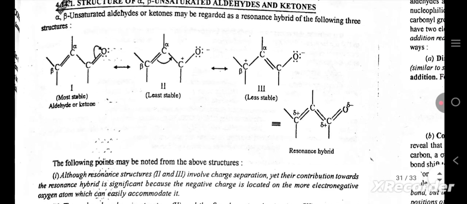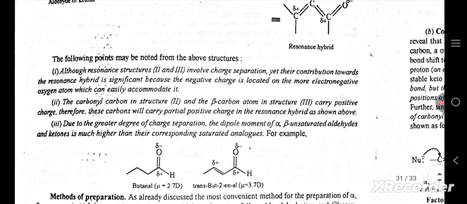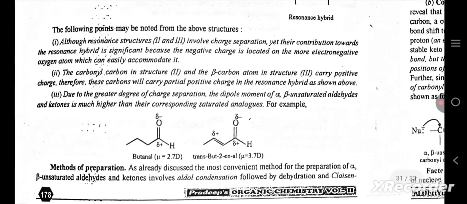The alpha-beta unsaturated aldehydes or ketones may be regarded as a resonance hybrid of the following three structures. The following points may be noted from the above structures. Although resonance structures II and III involve charge separation, yet their contribution towards the resonance hybrid is significant because the negative charge is located on the more electronegative oxygen atom, which can easily accommodate it. The carbonyl carbon in structure II and the beta carbon atom in structure III carry positive charge. Therefore, these carbons will carry partial positive charge in the resonance hybrid as shown above.